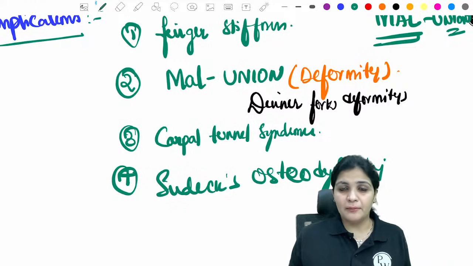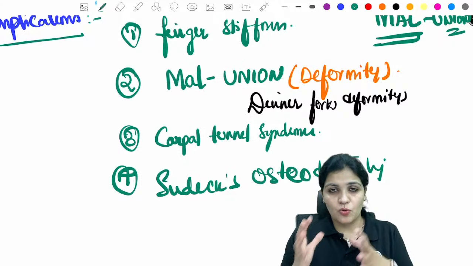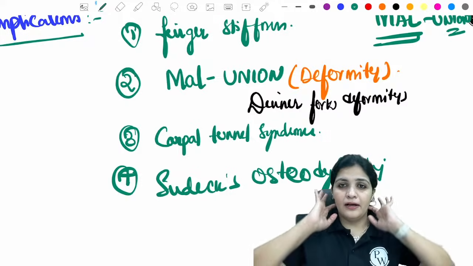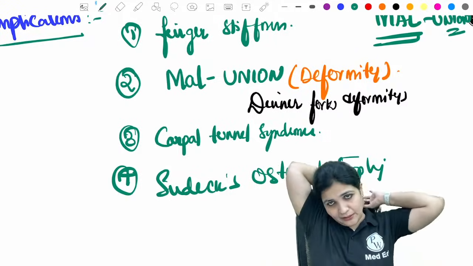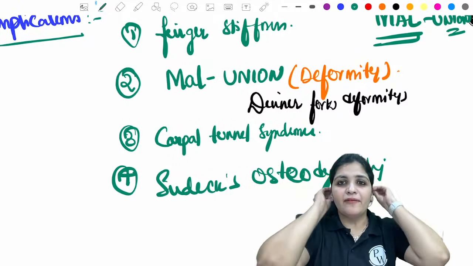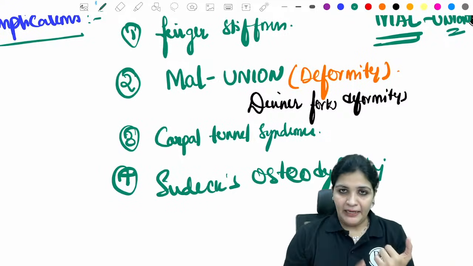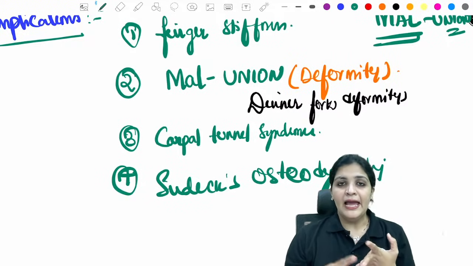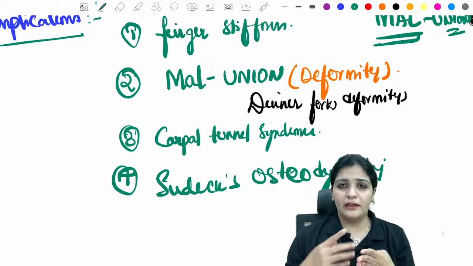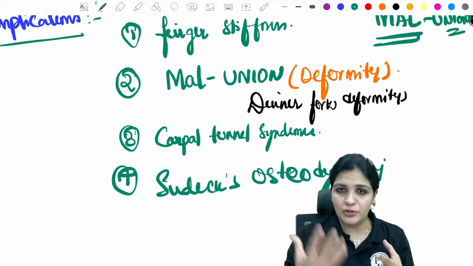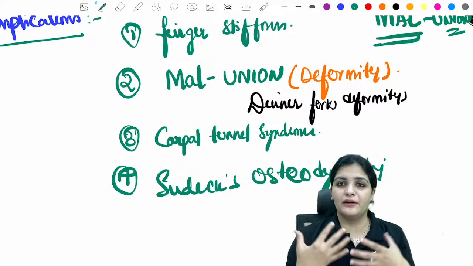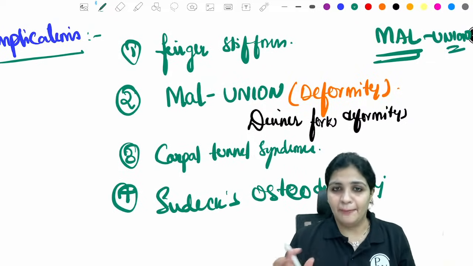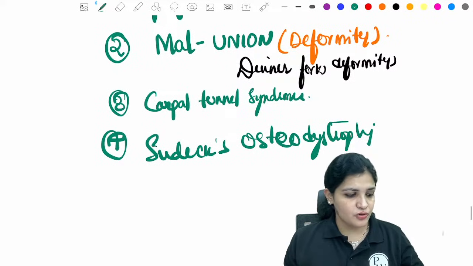Sudeck's osteodystrophy is nothing but complex regional pain syndrome. It is called CRPS. This is because of excessive stimulation, sympathetic overactivity, they say. The patient will have all the symptoms like pain, hyperesthesia, and the skin becomes very dry. No matter how many times you give physiotherapy, treat with analgesics, or every drug, the patient is still unhappy. So this is called Sudeck's osteodystrophy.